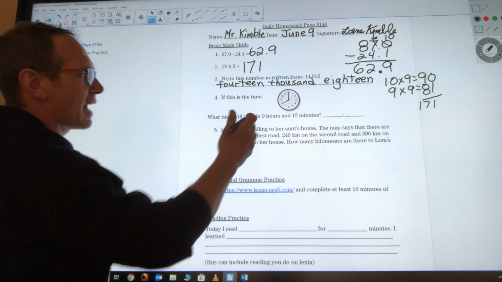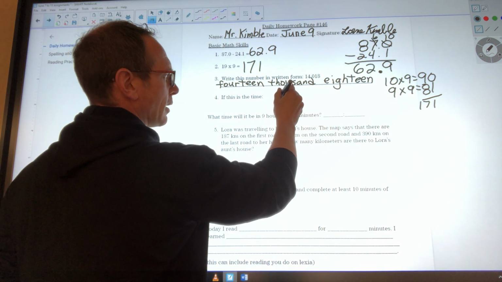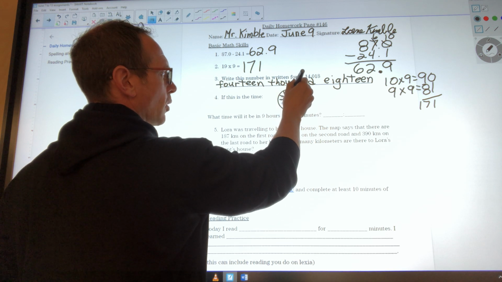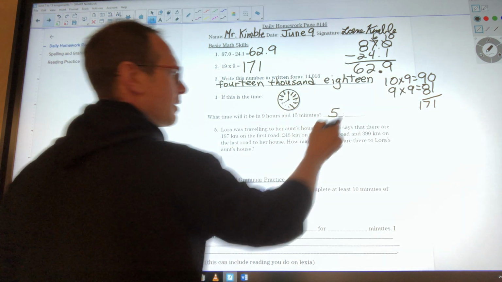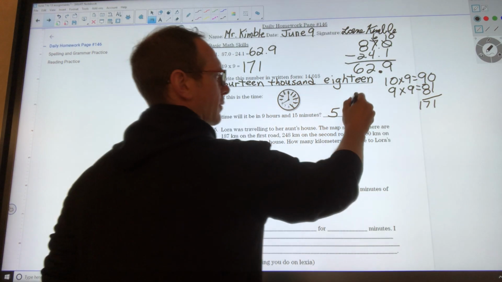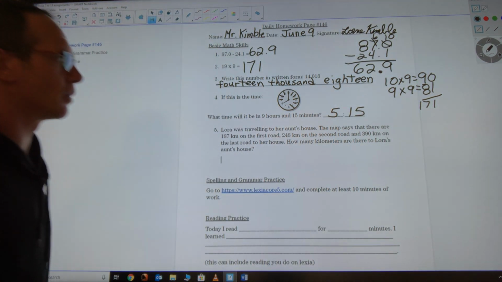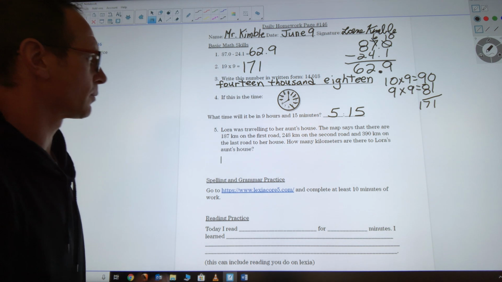So 9 hours after 8 would be, well, there's 1, 2, 3, 4, 5, 6, 7, 8, 9. So it would be 5. And then 15 minutes after 5 would be 15. So your answer is 5:15.